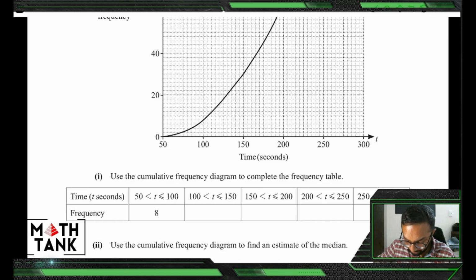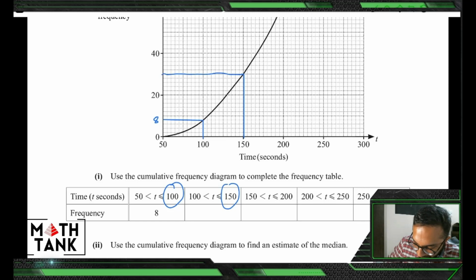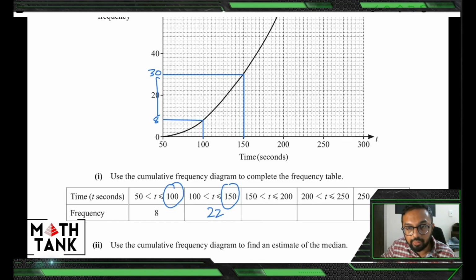Now this is tricky. Remember that what you're trying to do is you're trying to look at your classes. So at 100, you would have plotted 100, 8. So that quantity is 8, right? Okay, so I'm going to mark each of the classes and then the quantity. So the next number that you would have plotted is 150 and its cumulative frequency. So what have you added to this? Let's try to read from our diagram first. This number is 30. So how much have I added? I've added 22. So this class must have been 22.